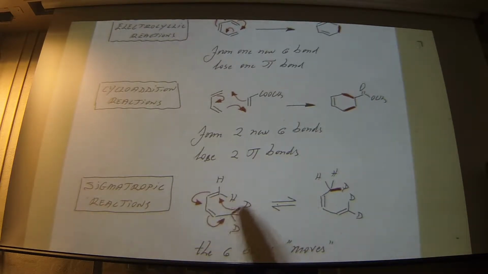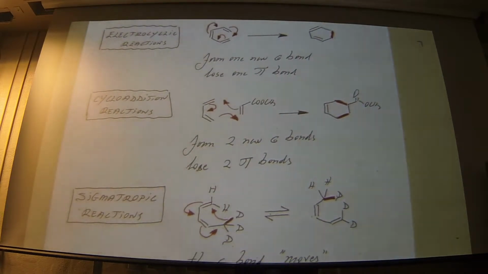Okay, so in this case, it's this red sigma bond that moves from this carbon atom to that one, giving this product. Now, these reactions are all concerted, okay, and they don't involve radicals, they involve neutral transition states, and they have stereochemical consequences that are a little bit hard to understand without looking at molecular orbitals.